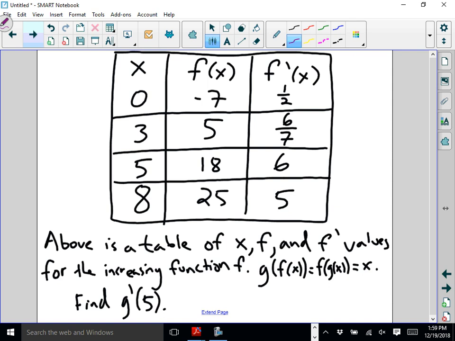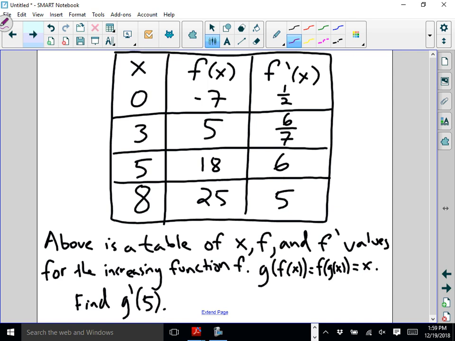Okay, we're back. So here's what it says. Above is a table of x, f, and f prime values for the increasing function f. Now they tell us g of f of x equals f of g of x equals x. Well, what the heck does that mean? Then it says find g prime of 5.